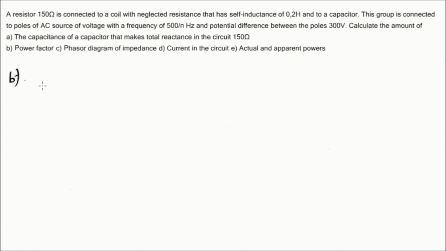B says calculate the power factor. Power factor equals cosine phi, and cosine phi equals R over Z. R is equal to 150, Z equals 150, it's given. So it's going to be 1. At which angle does cosine equal 1? When it is 0 degree.